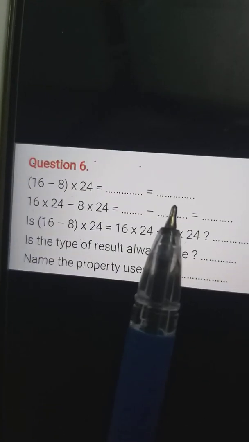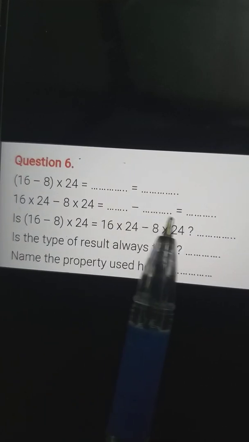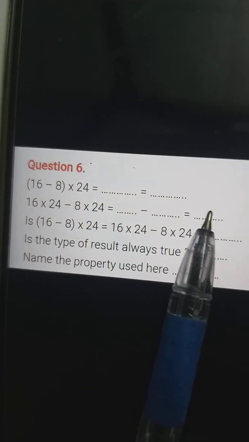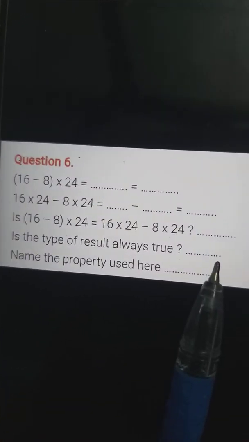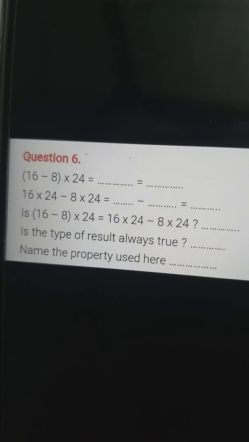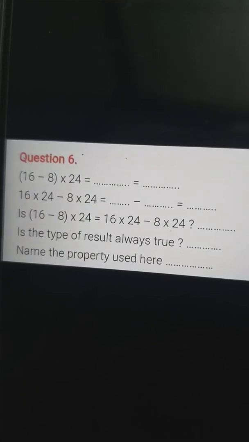Okay. First you have to find 16 minus 8, that is 8, multiplied by 24. Now 8 multiplied by 24, I guess 192. Yes, 192 is correct. Then 16 into 24 is 384, and here 8 into 24 is 192. Then 384 minus 192 is 192. So you have to write further: is it equal? Yes. Then it is always true. Yes or no? Yes, you have to find it and write. And also name the property. This is the only question I am giving you for practice based on question number 5. That's it, students. Thank you.